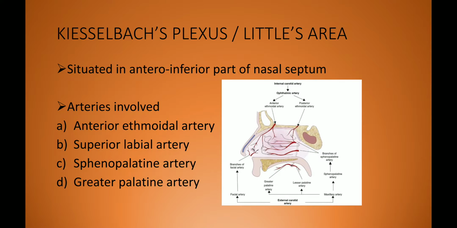Now few points about Kisselbach's plexus or Little's area. It is situated in the anterior-inferior part of nasal septum, and as you can see in the diagram beside, this is from Dhingra. The four arteries involved in Kisselbach's plexus are anterior ethmoidal artery, superior labial artery, sphenopalatine artery, and greater palatine artery. And as we have seen before, the artery not involved is posterior ethmoidal artery.